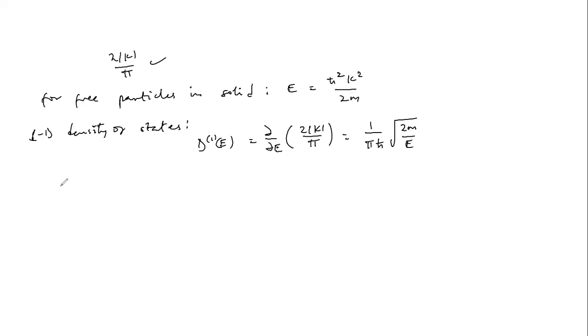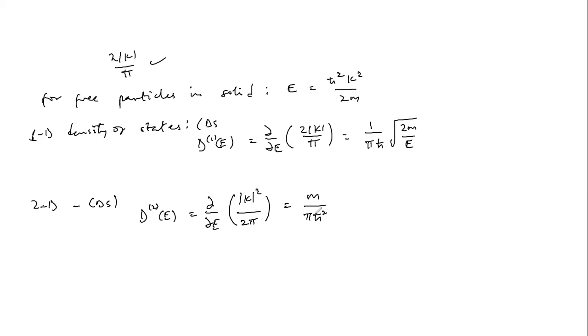And generalizing to two dimensions, the density of states D sub 2 of E is the same as m over pi h cross squared, which happens to be independent of energy. Observe that the two-dimensional density of states is independent of the energy. We can see the energy component in one dimension, but it is absent in this case.